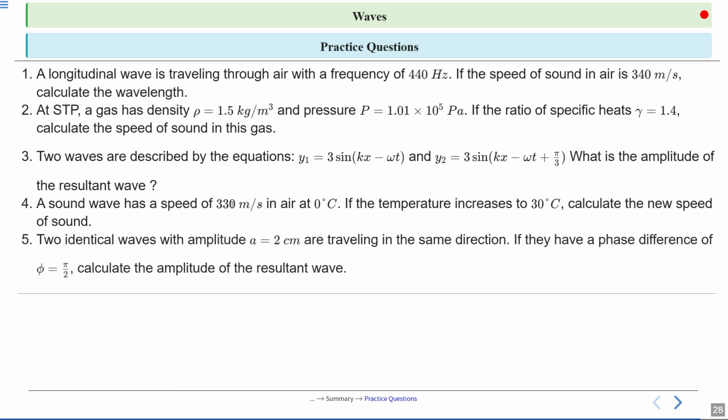Fifth, two identical waves with amplitude A equal to 2 centimeters are traveling in the same direction. If they have a phase difference of phi equal to pi by 2, calculate the amplitude of the resultant wave. Alright, so these are the practice questions.